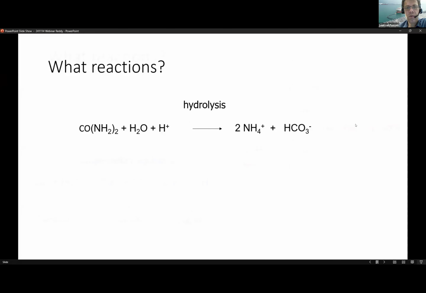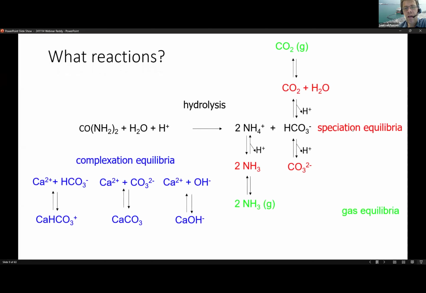But if you do this in a water environment, there are a lot of other species which are in equilibrium with these reactive species. So if you want to properly simulate concentrations of each of these species, you have to take into account all kinds of speciation equilibria, maybe some gas equilibria, and maybe some complexation equilibria if you also add calcium to the system.